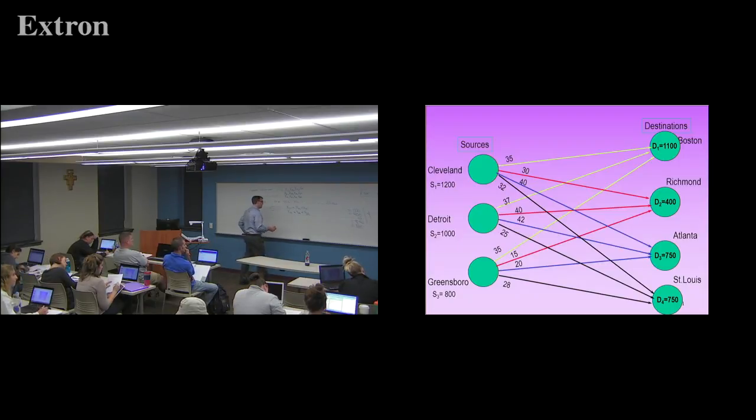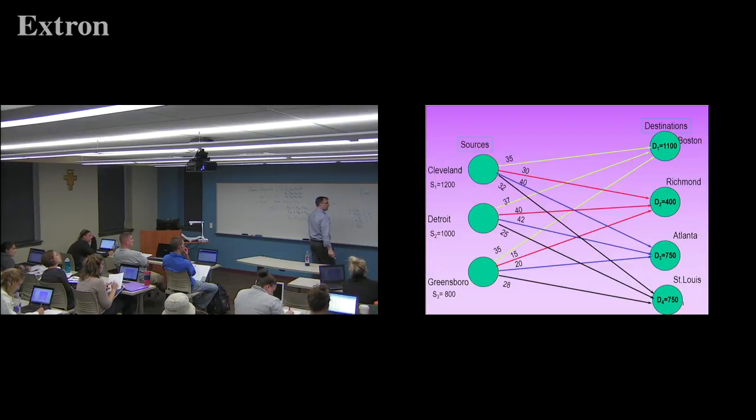What's leaving Cleveland? X11 plus X12 plus X13 plus X14. These are the things leaving Cleveland, right? Draw a circle around it. Those are the things leaving Cleveland.